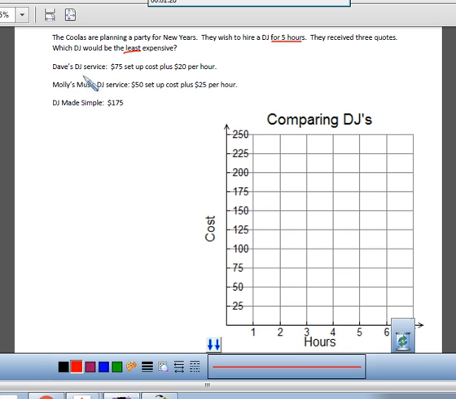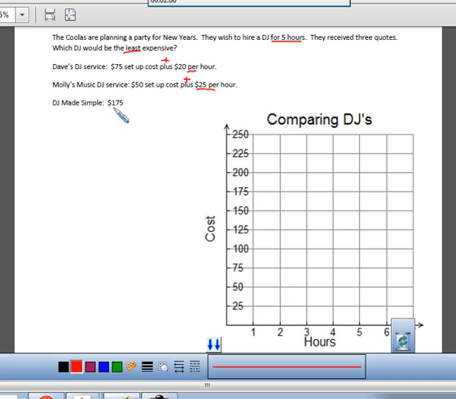Dave's DJ Service: $75 setup cost plus $20 per hour. There's your rate. The minute you see that word per, you know you're looking at a rate. So let me underline that. By the way, they tell us right away what operation we're doing, we're adding. Molly's Music DJ Service: $50 setup cost plus $25 per hour. Again, there's our rate, $25 per hour.